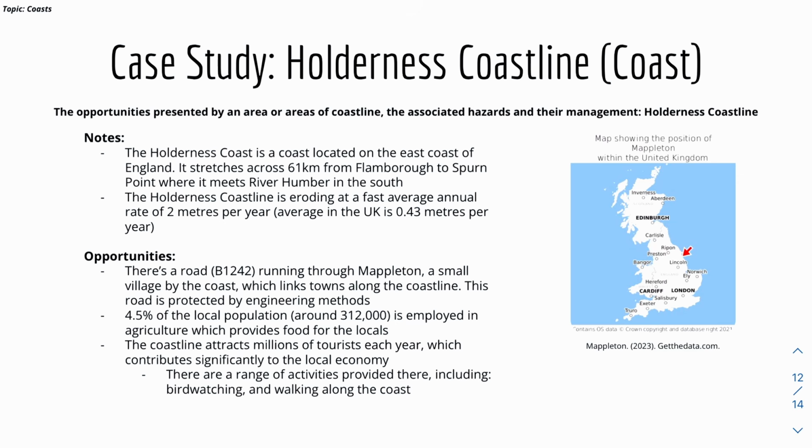And this road is protected by engineering methods, for example soft or hard engineering methods, which we looked into in the previous slide. And here's some statistics. So 4.5% of the local population is employed in agriculture, which provides food for the locals. And the coastline attracts millions of tourists each year, as do all coastlines or beaches, which basically contributes significantly to the local economy, as there are a range of activities you can do there, for example bird watching and walking along the coast.